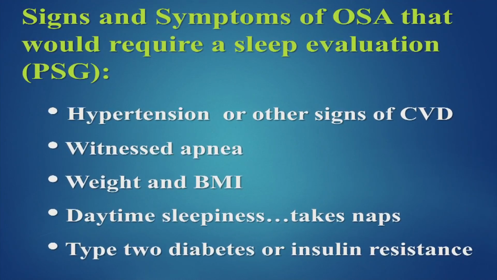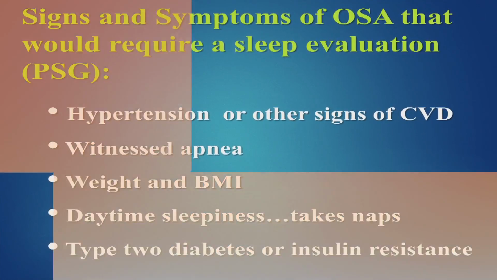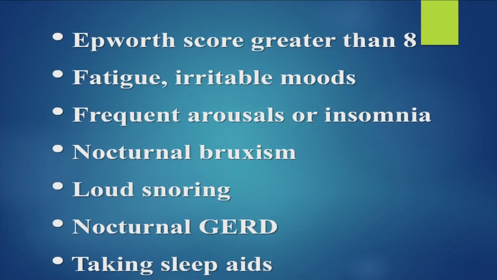Hypertension. Are there signs of cardiovascular disease? Witnessed apnea. Weight and BMI. Daytime sleepiness. Type 2 diabetes or insulin resistance. An Epworth sleepiness score greater than 8. Fatigue and irritable moods. Frequent arousals or insomnia. Nocturnal bruxism. Loud snoring. Nocturnal GERD. Taking sleeping aids.